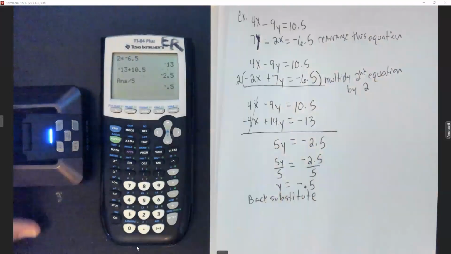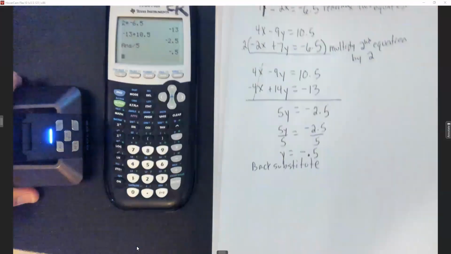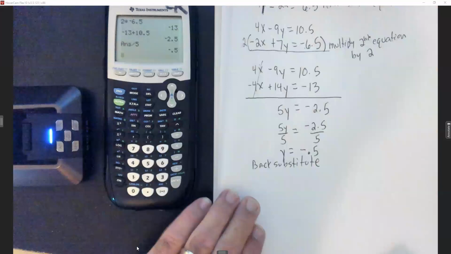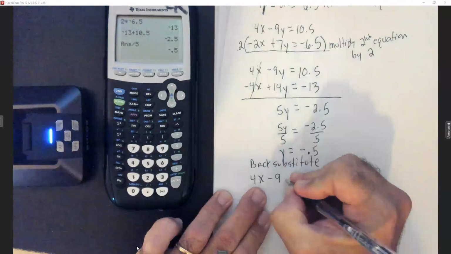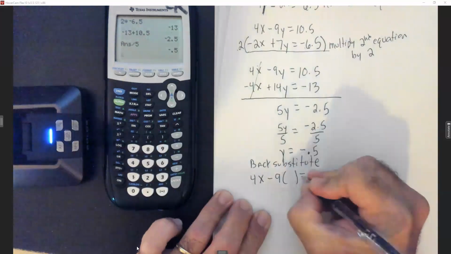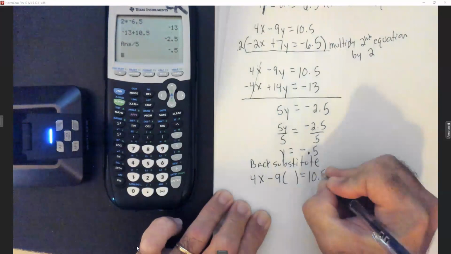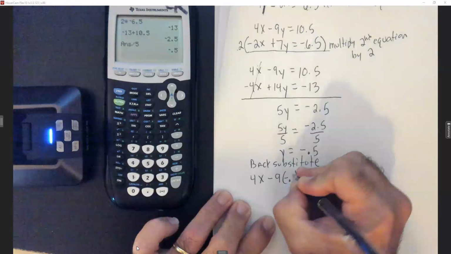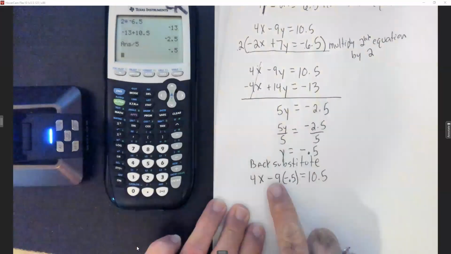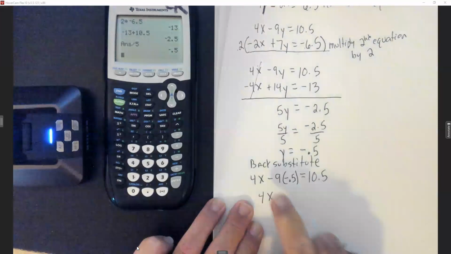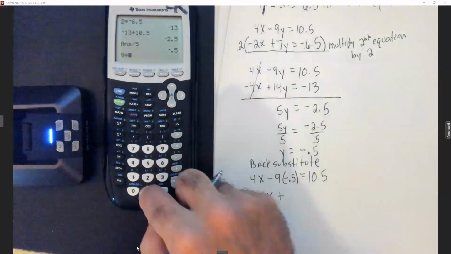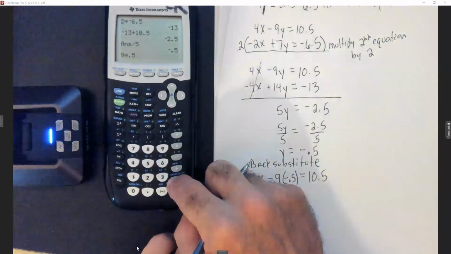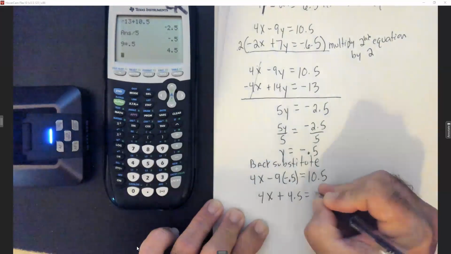And then I'll do this one on the calculator to show you. It doesn't mind decimals, okay? So I'm going to do the first one. I got 4 times x minus 9 times my y has to equal 10.5. And I know the y was what? A negative 0.5. So I'm going to multiply that first. Now that negative times negative is going to make that a positive. 9 times 0.5 is going to give me 4.5, all equal to the 10.5.